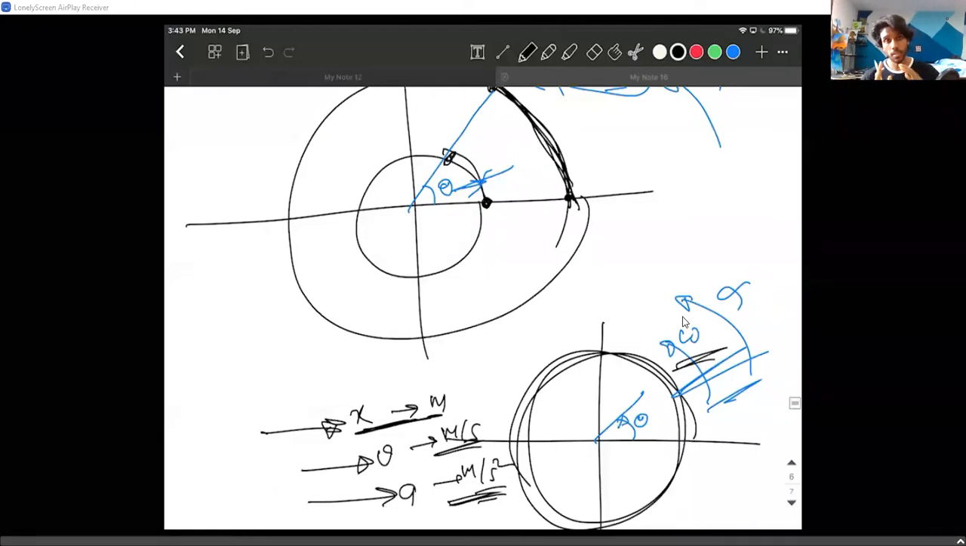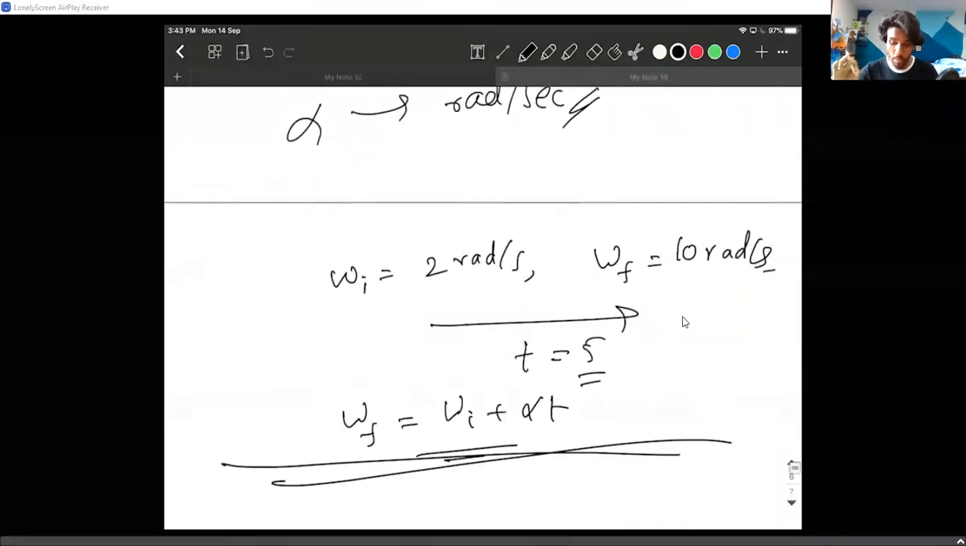I'm sure you understood the idea of the angular displacement, angular velocity, and angular acceleration. These quantities are not linear. We are only talking in terms of angle. Everything that you do, you're talking in terms of angle only. Let me just repeat this point again and again.